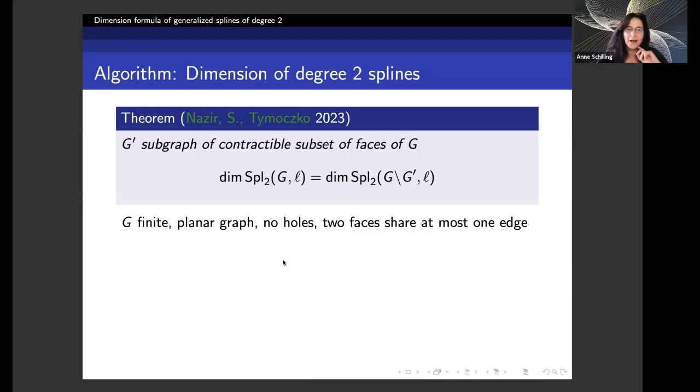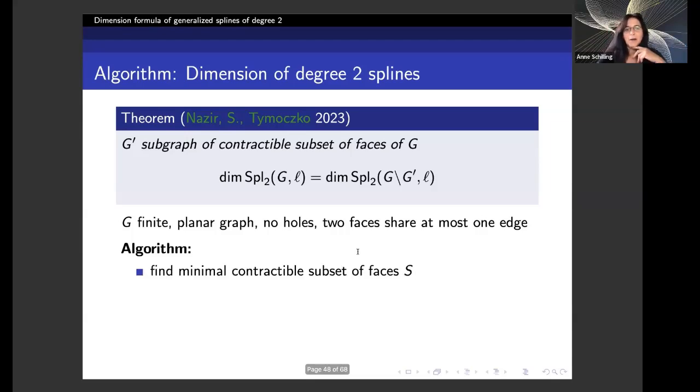And for this result, I now need to assume that our graph is finite and planar and has no holes. So like every face, there's not an empty region that is not a face. Only the outside of the planar graph is the outside, but there's nothing in the middle. And I'm also going to assume that 2 faces share at most 1 edge. Okay, this is because we do certain counting arguments that only work in these cases.